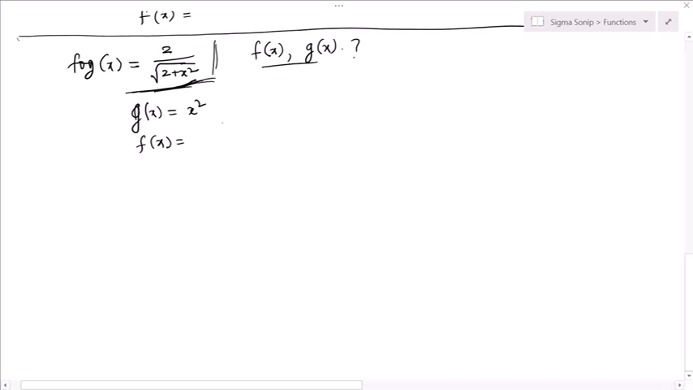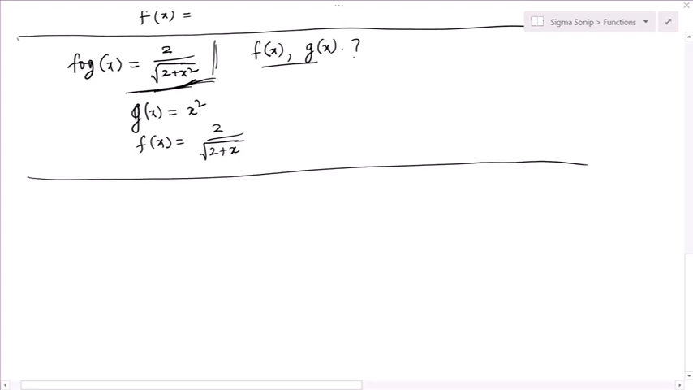My solution is that if g(x) equals x square, then f(x) is 2 upon square root of 2 plus x, and that will give you (f∘g)(x) equals to this. You can check this out. Yep, and you may find other solutions as well. I'll leave that to you.